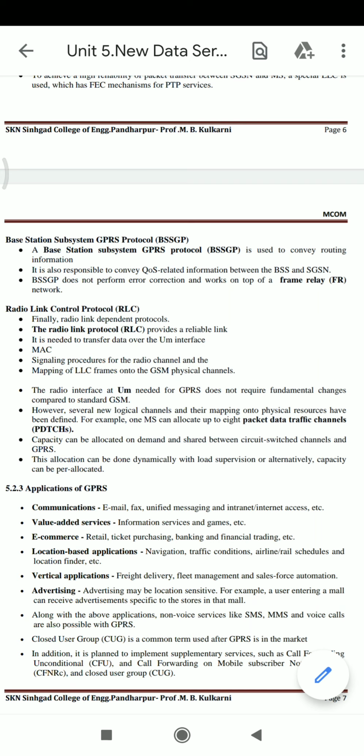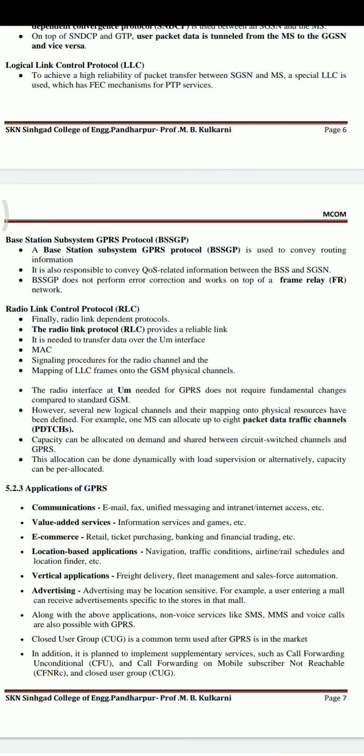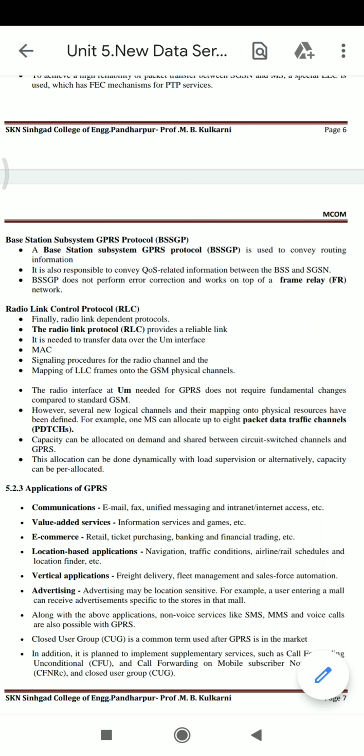This allocation may be done, as I already said, dynamically with load supervision, or alternatively capacity can be preallocated as per the resource availability of that cell. In simple words, depending upon the load available in that cell, the allocation can be done for circuit switched channels and packet data traffic channels in the GPRS system. So all these responsibilities need to be performed by this RLC protocol.